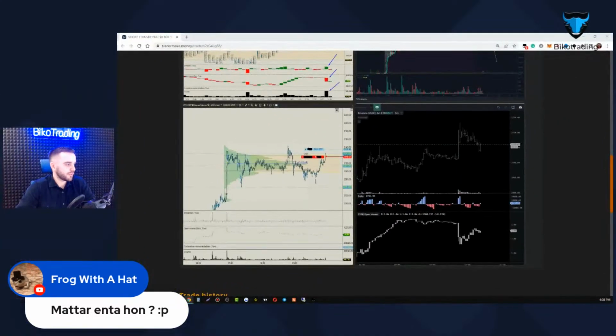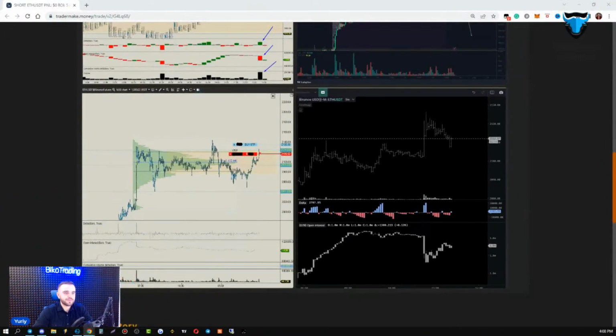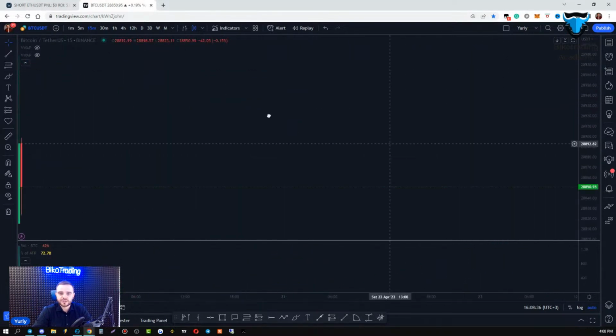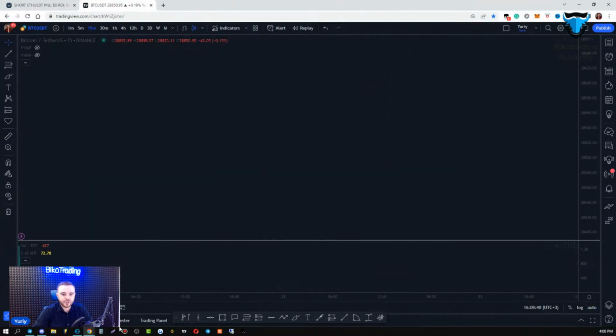Okay, while you share all of this important stuff with me, let me remind you what the cumulative delta indicator is and why it is really useful for us in crypto and futures trading. Cumulative delta is an indicator that shows us the dominance of buyers and sellers.